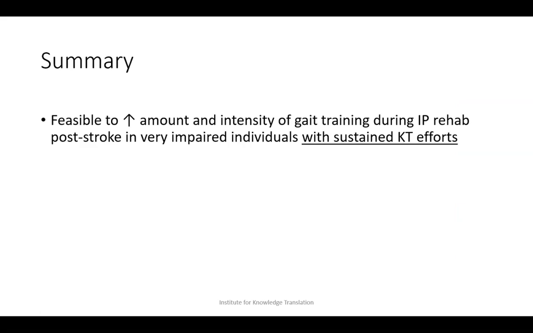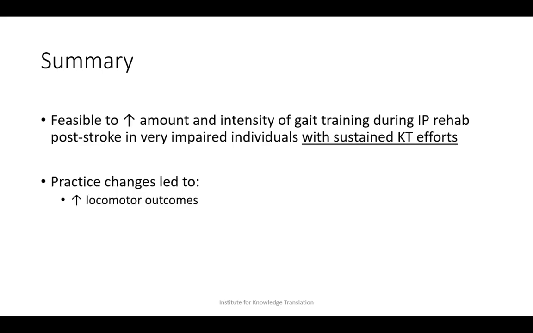Okay, in summary, hopefully this data suggested that it is feasible to increase the amount and intensity of gait training during inpatient rehab in the United States for individuals post-stroke that are very impaired, specifically when you provide sustained KT efforts. So different than Norway, where they went straight from usual care to implementation, we had that 18-month period of really trying to work hard to get practice to change. So really appreciating that you can do this, but it can take a long time to make it happen.